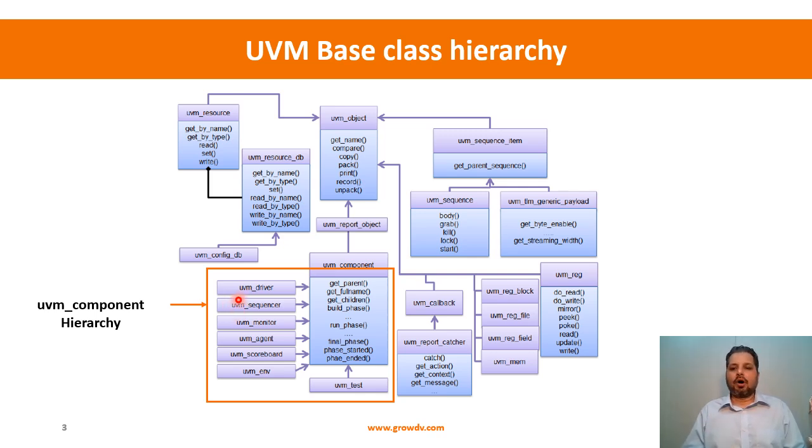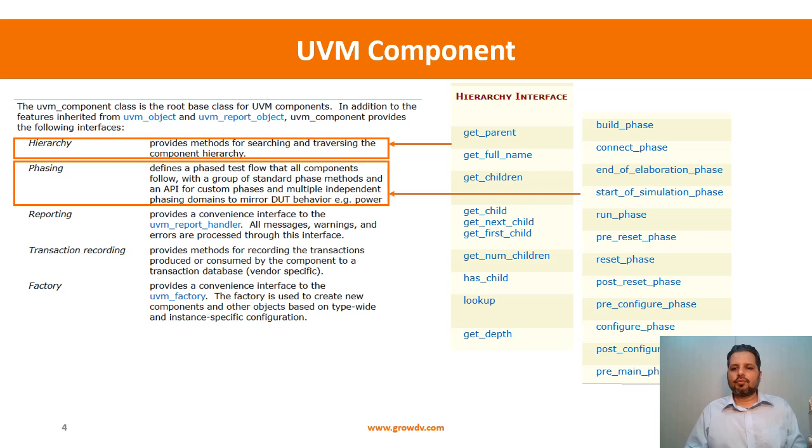After deriving from the component, what additional features are all of these providing? We will quickly look at it from the base class documentation. We'll start off with the UVM component base class itself. These are the snippets from the base class library documentation. UVM component is the root base class for all UVM components, and in addition to the features inherited from UVM object and UVM report object, the component provides these interfaces.